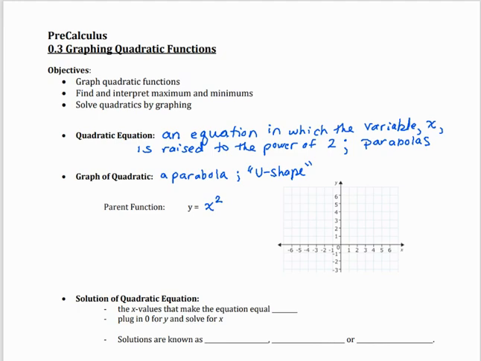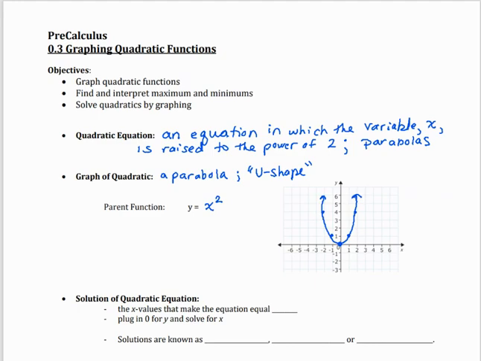And you want to have that parent function's graph memorized. So what does that look like? It's a U where the bottom of the U is at the origin, 0, 0. And then 4 more key points you want to know is that we go up 1 over 1. We don't have any slope, but we go up 1 over 1 in both directions from that bottom point. And then we also go up 4 and over 2. So if you have these key points memorized, it'll make your graphing process a lot smoother.